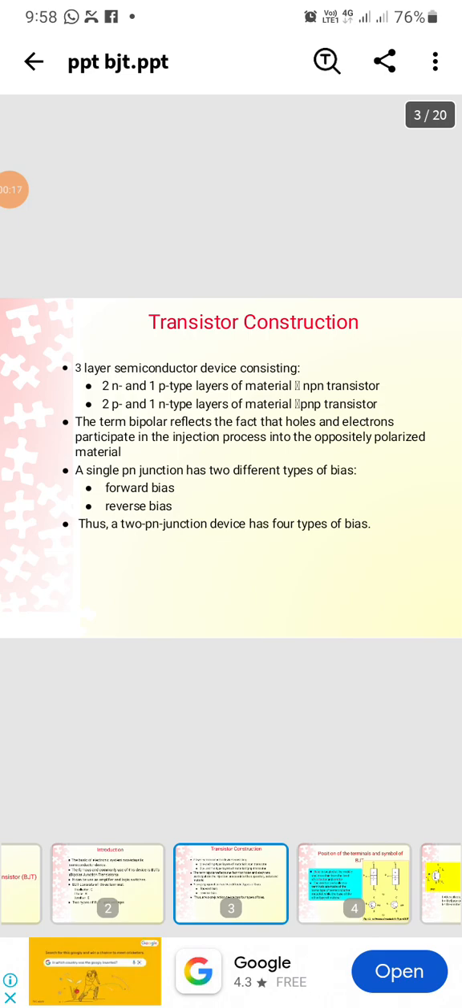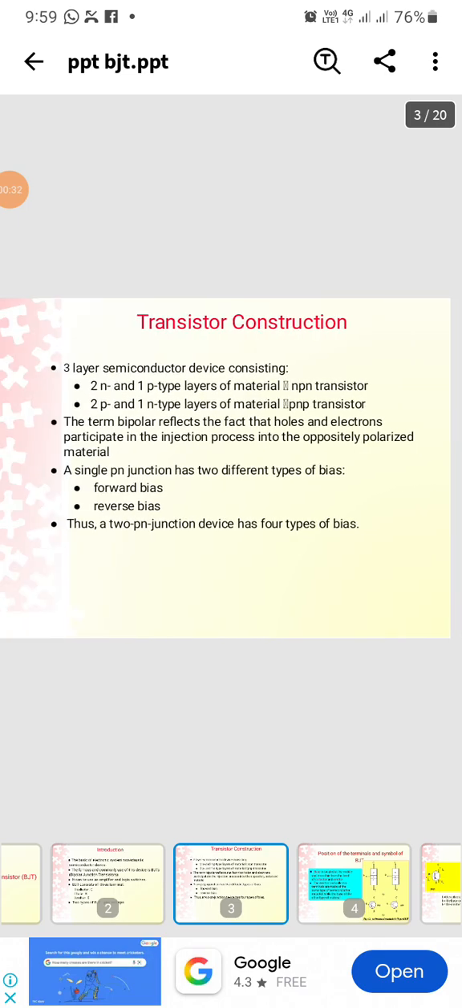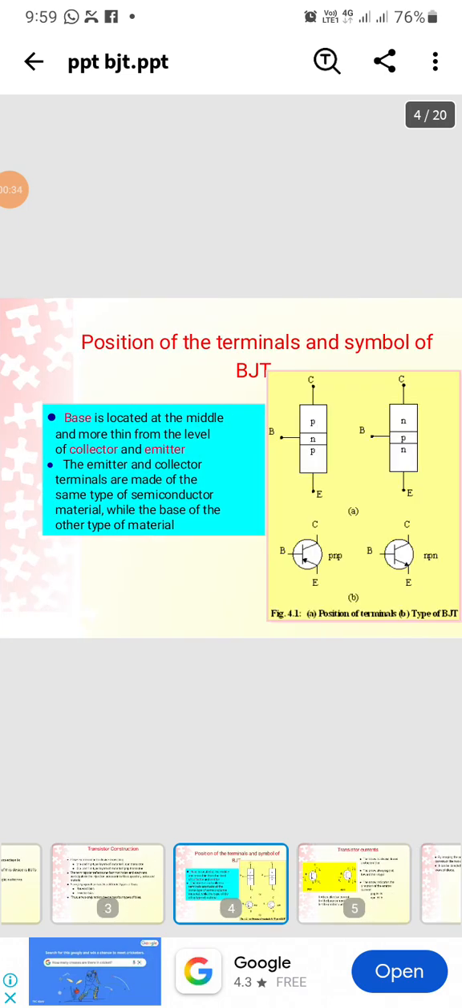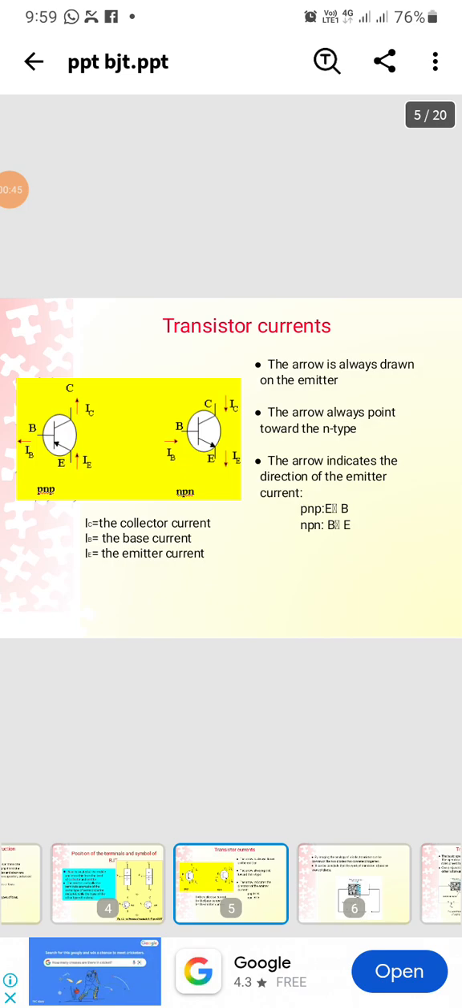Three layer semiconductor devices, which have two N type layers and two P type layers. Here the term consists of holes and electrons that can participate in the injection process in oppositely polarized materials. Here forward and reverse bias are used, and the base is located in the middle between the collector and the emitter. Emitter and collector terminals are made of the same type of semiconductor material, while the base is of the other type of material. The arrow is always drawn on the emitter.